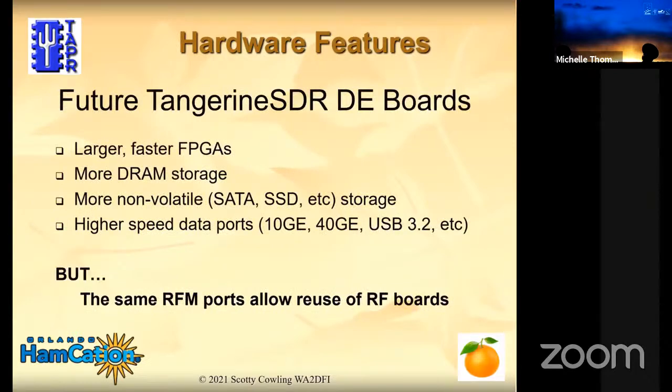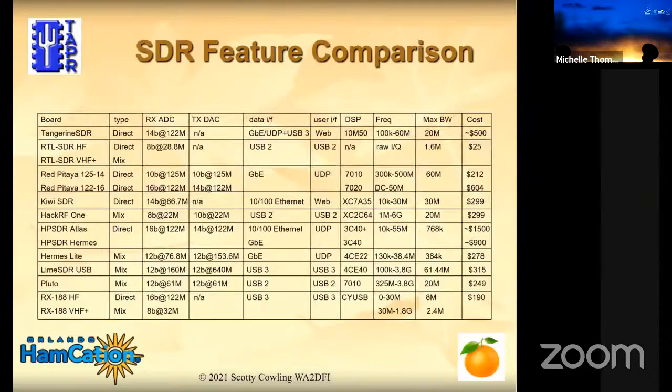Future data engine boards, we're talking about expandability since we're modular, so maybe larger and faster FPGAs, more RAM storage, maybe an SSD on board, and higher speed data ports. Its advantage of using gigabit Ethernet is it scales to 10 gig E, 40 gig E, etc. very easily. But same RF ports to allow you to reuse the RF boards, same ones that you have now.